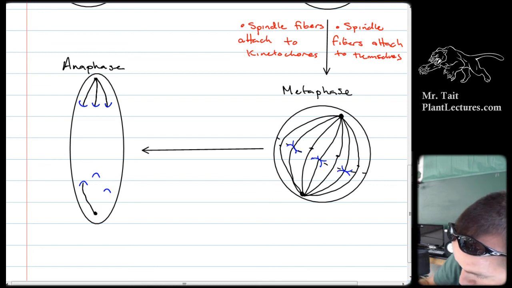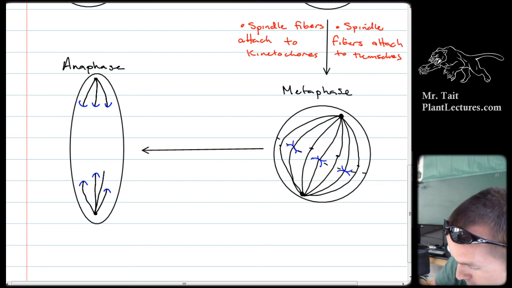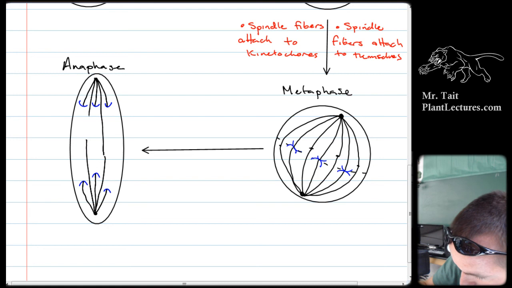Chromosomes have now been pulled apart here by the mitotic spindle, but you've still got mitotic spindle fibers that are attached to each other that are pushing the cell to cause it to elongate.